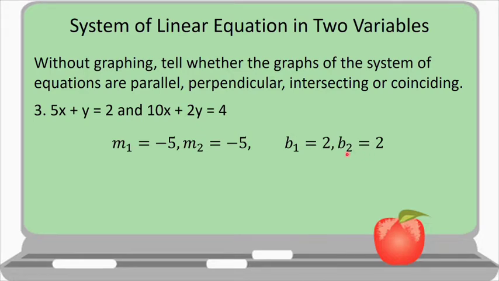So the relationship is that m sub 1 is equal to m sub 2, and b sub 1 is equal to b sub 2. Therefore, the graph of the system of these equations is coinciding.